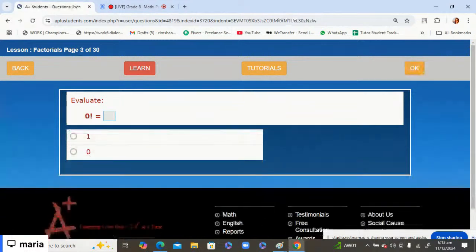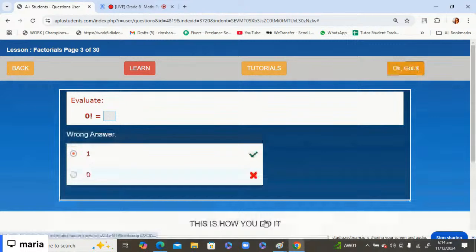It's 0 factorial. So what's the answer of 0 factorial? When you find it out, this is the thing I was just checking: the 0 factorial answer is 1, okay? When you use your calculator, then you get it.